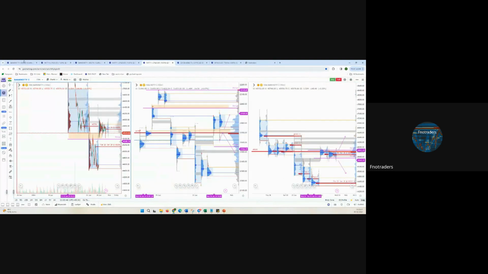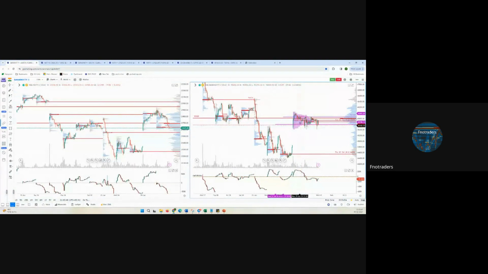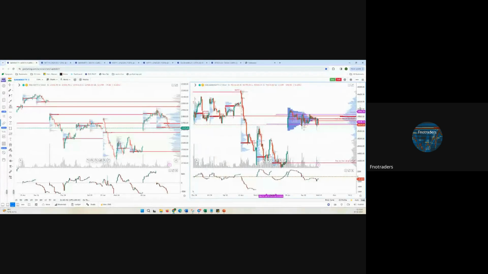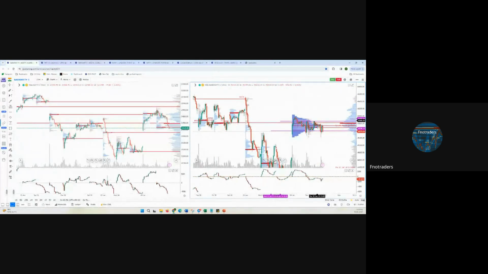And Bank Nifty is beautifully poised, as I explained here, because two days have a beautiful consolidation range. Try to use this volume zone breakout for a potential trade.